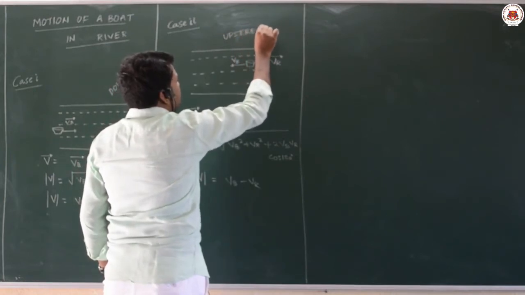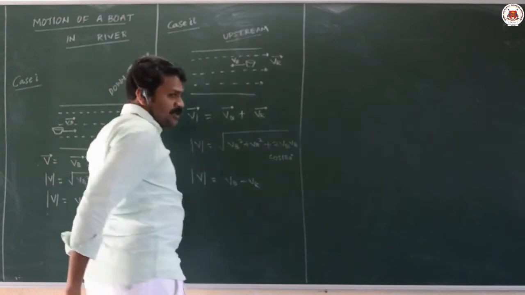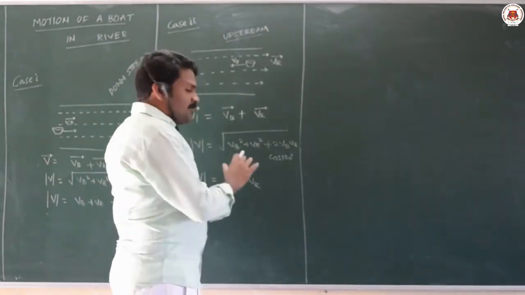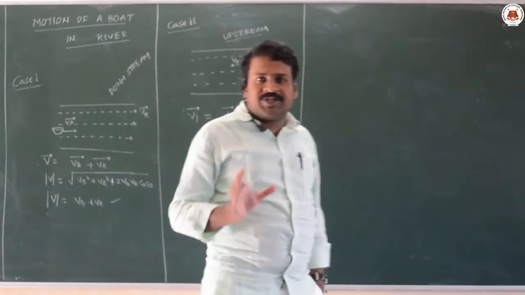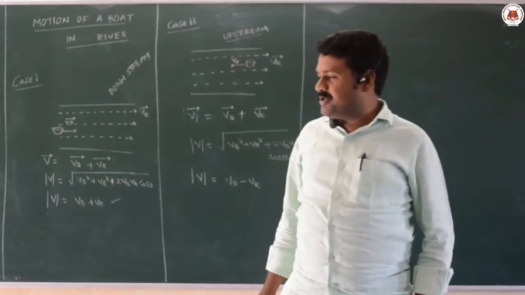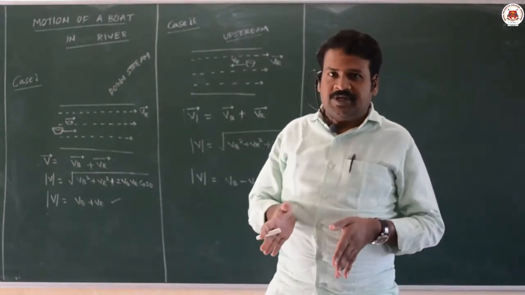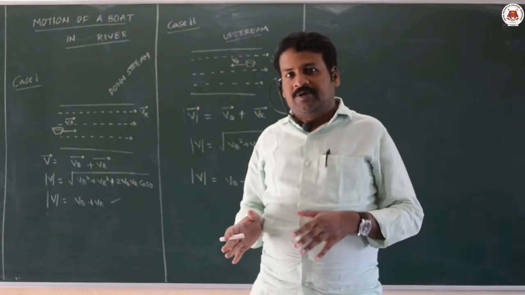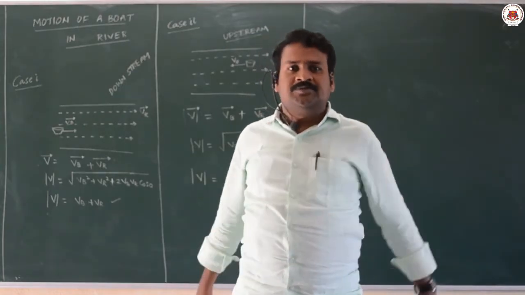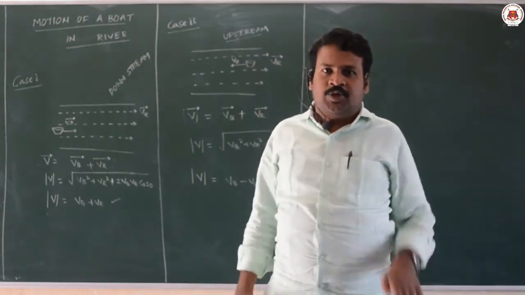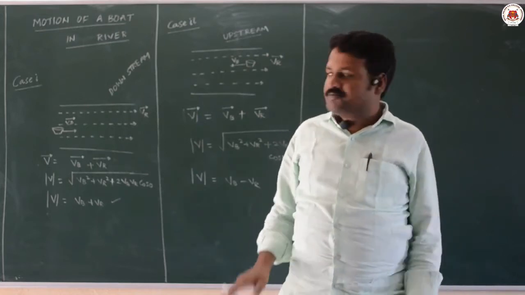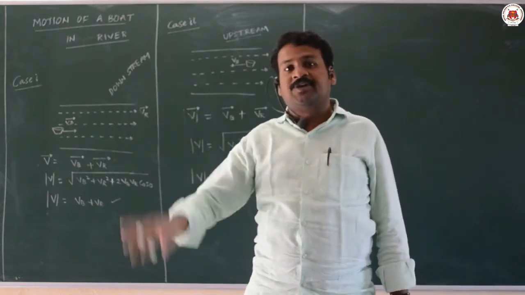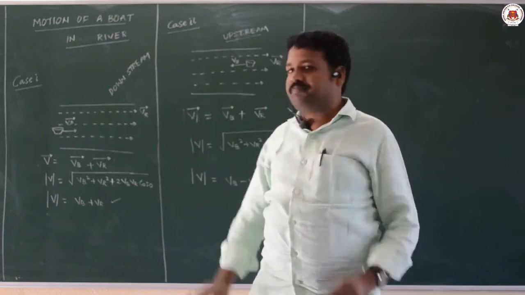Okay, this is about two cases. These are very simple. This is our common experience. Suppose you are going on a cycle in the direction of wind, your velocity increases. That we call downstream. When you are going upstream, your velocity decreases. This is common. You already know.